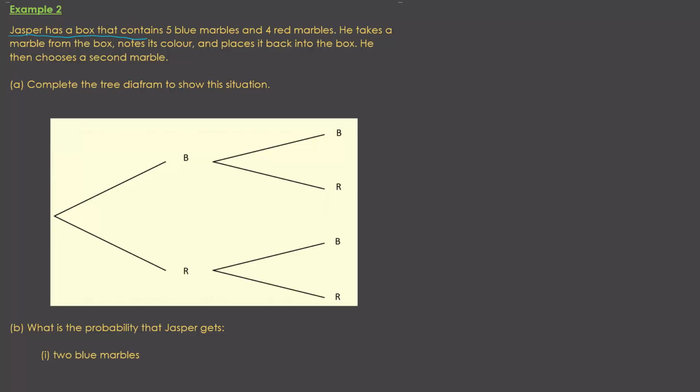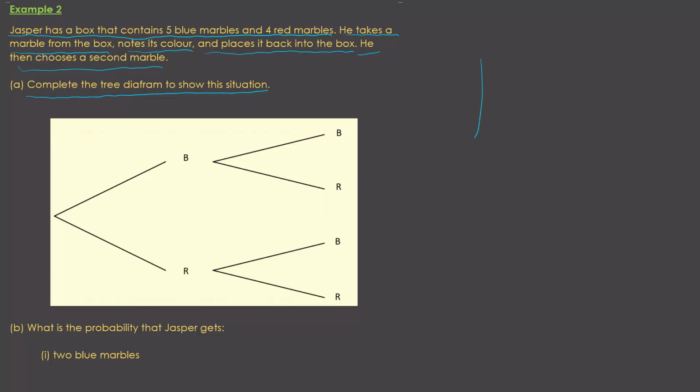Jasper has a box that contains 5 blue marbles and 4 red marbles. He takes a marble from the box, notes its colour and places it back in the box. He then chooses a second marble. We want to complete the tree diagram to show this situation.